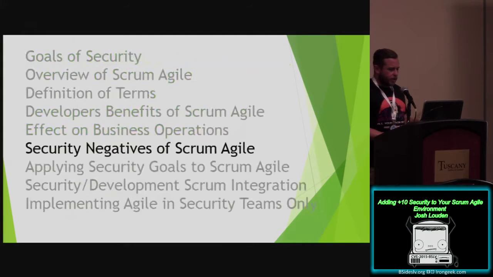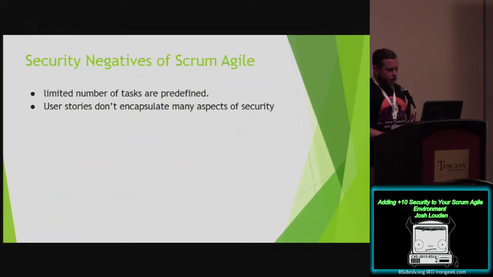So what are the negatives with security that could make it difficult to implement Scrum or Agile in an environment? Sometimes teams are limited to a set number of tasks during sprint planning. This doesn't account for emergencies, because we can't really provide an estimation of the scope of a malware infestation. So these scopes are unknown.